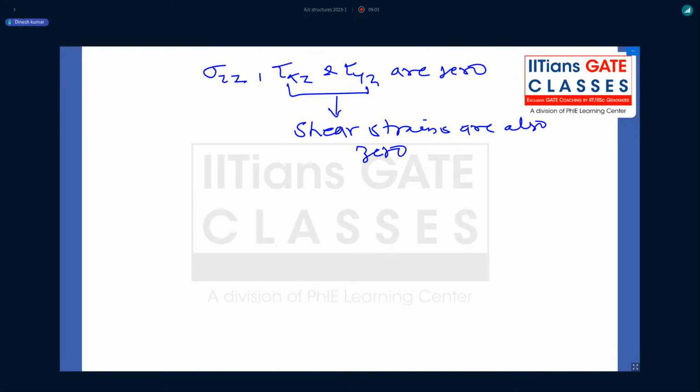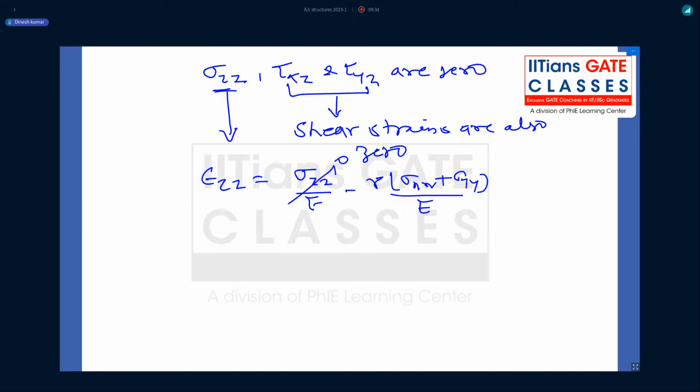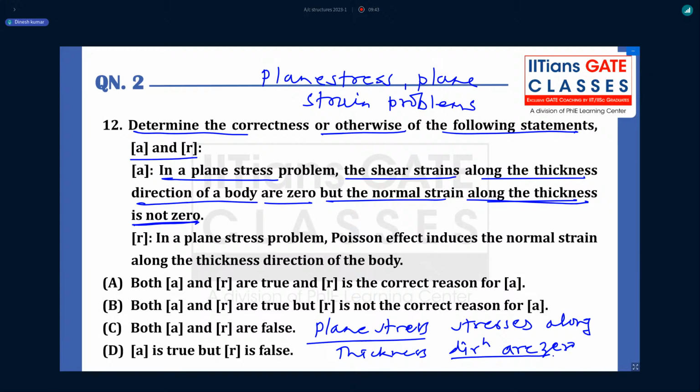Yes or no? When sigma zz is zero, we know from the stress-strain relationship, what is epsilon z? It is sigma zz by E minus nu times (sigma xx plus sigma yy) by E. So what we see, guys, is that though sigma z is zero, your normal strain is not zero. So is statement A true or false?